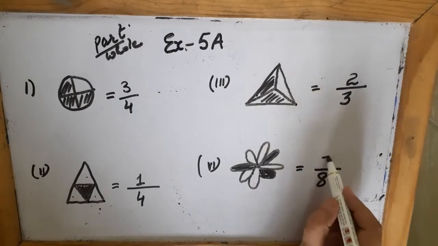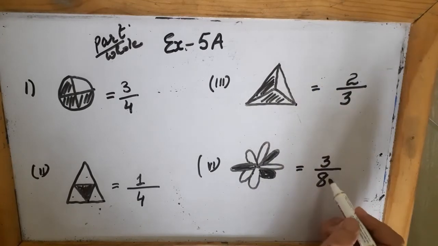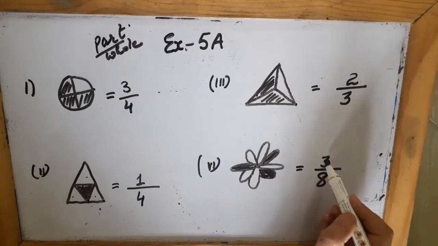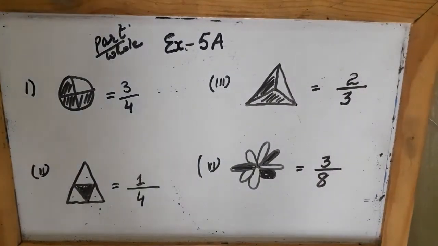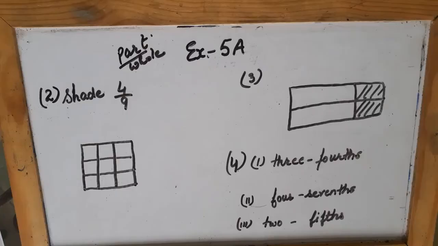1, 2, 3, 3 are shaded. So the fraction is 3 by 8. So 3 parts out of total 8 parts are shaded. Class, now come to the second question.